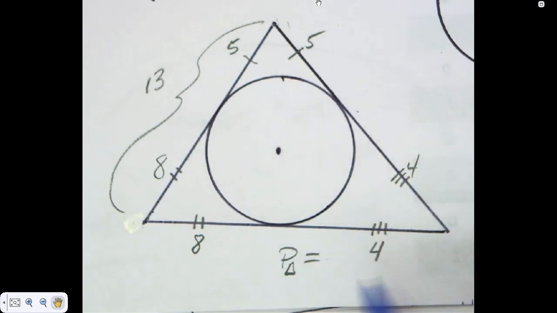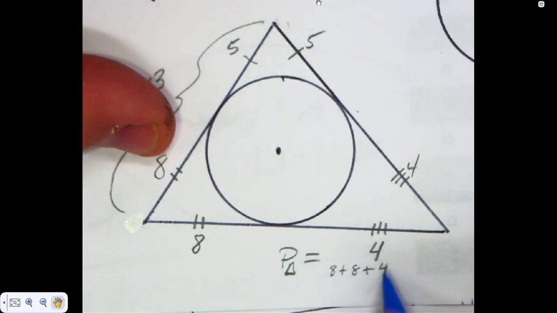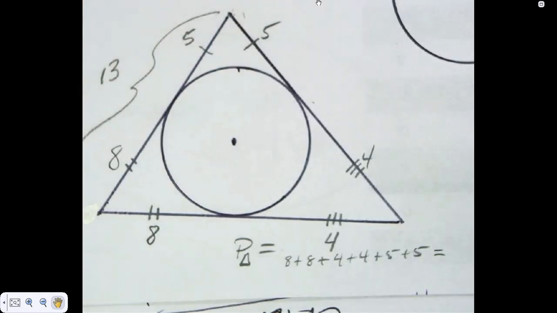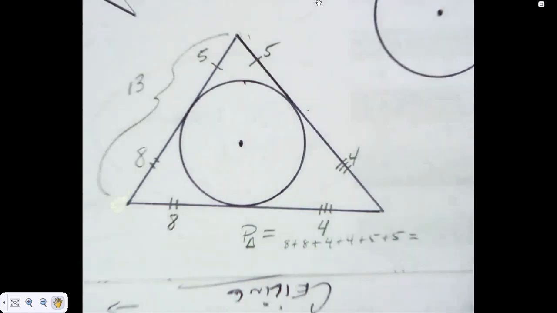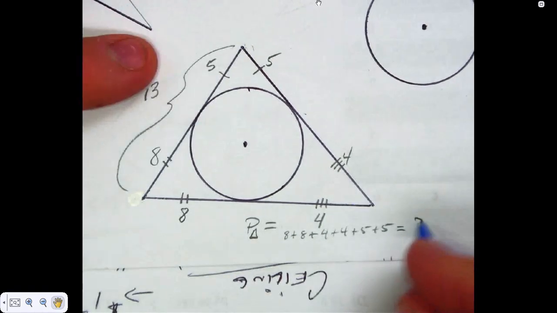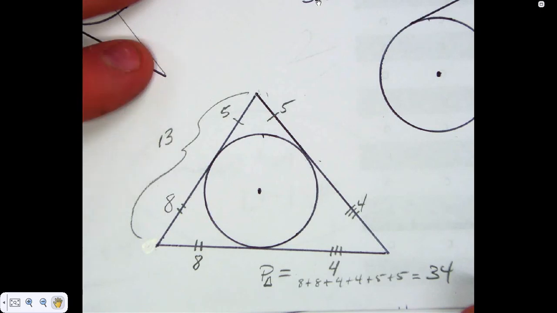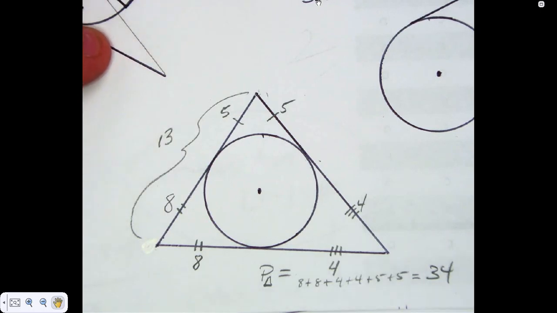So what is the perimeter? I would simply go 8 plus 8 plus, started here, 8 plus 8 plus 4 plus 4 plus 5 plus 5. That would be everywhere, wouldn't it? What do you get? 34. 34? Okay. Not too terrible, is it? I think we can do that.